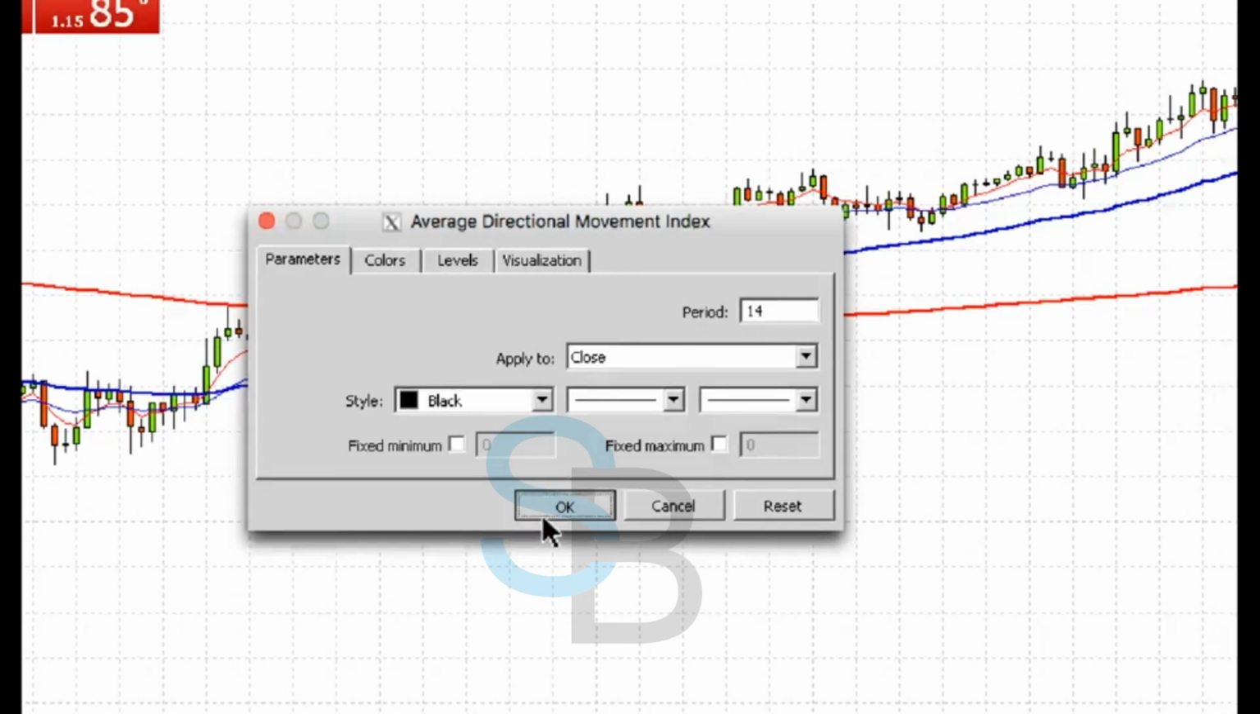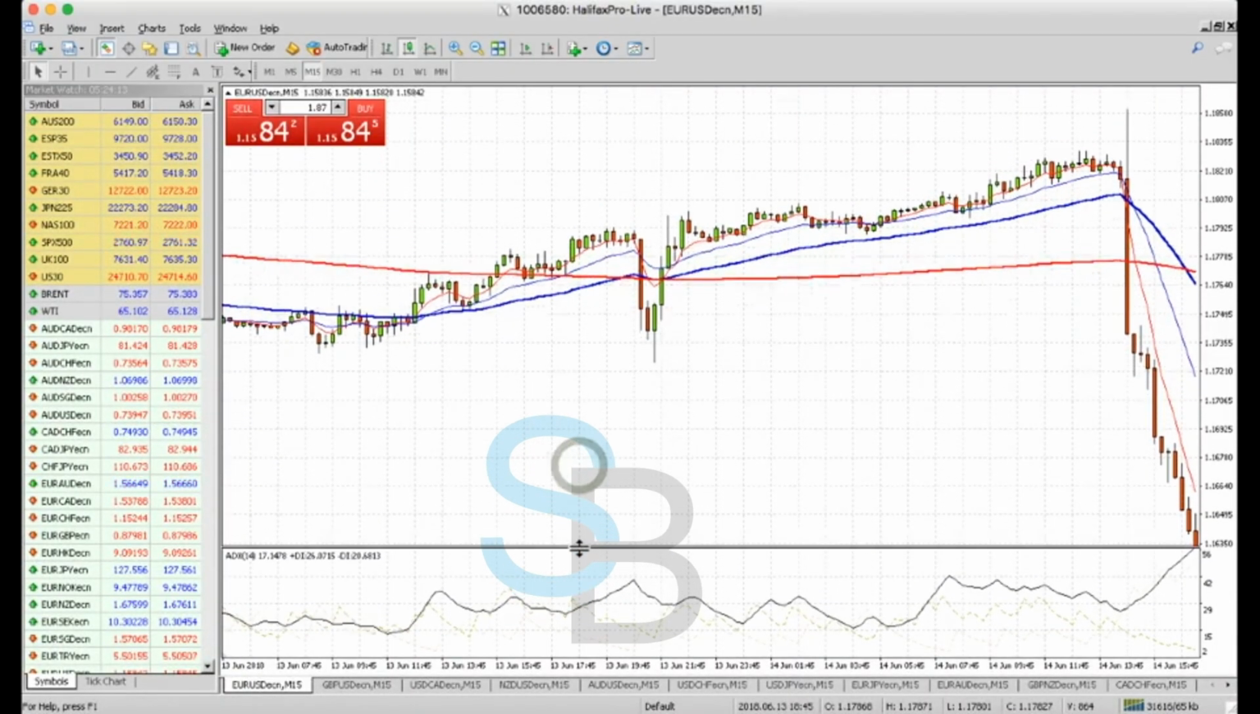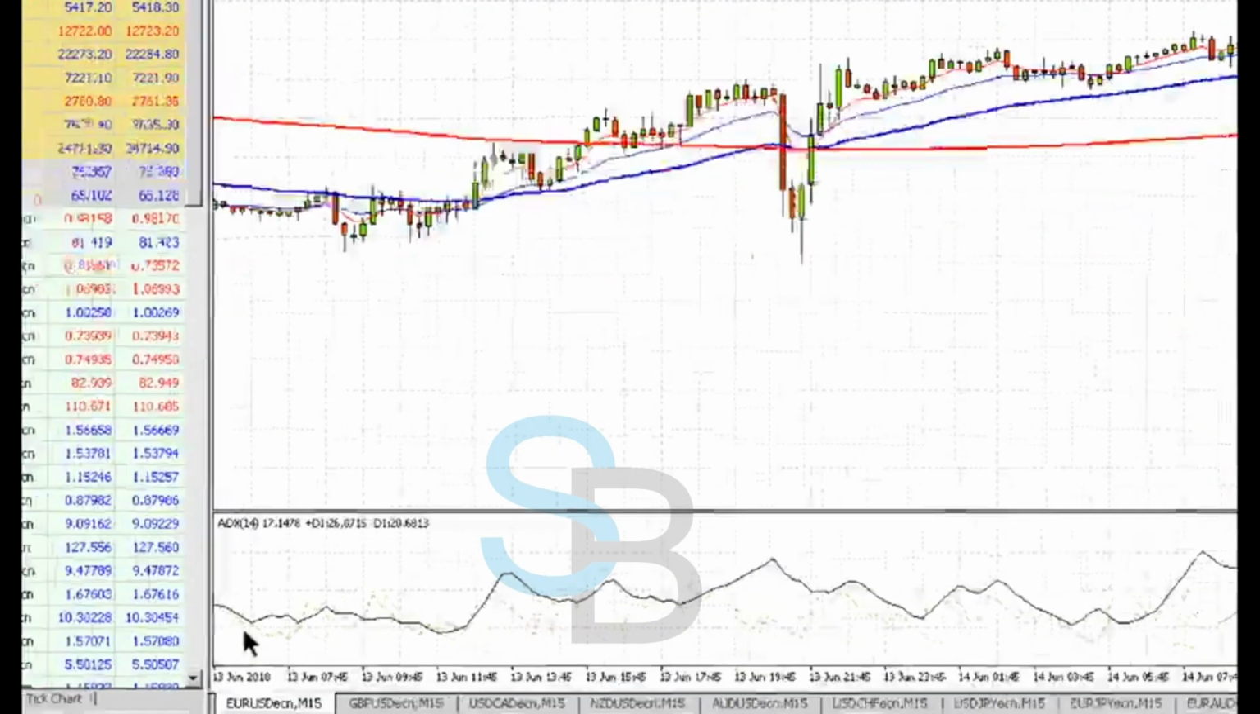Okay, and click OK, and there we go. So this is your ADX indicator. Now I'm not going to go into the mathematics of it, right? That's not important. All you got to do is to look at this black line, right?